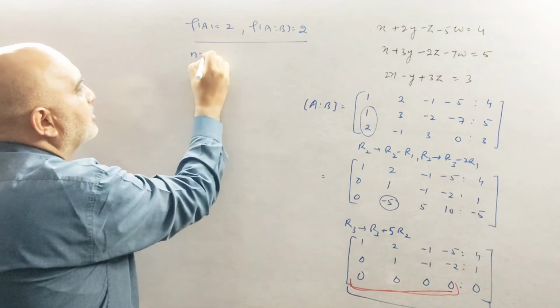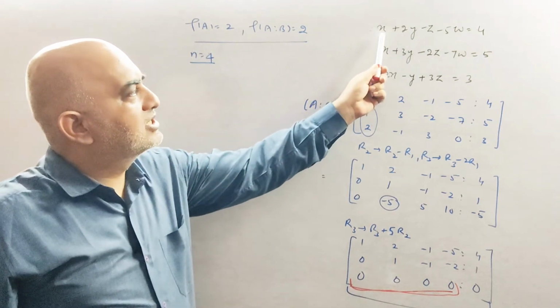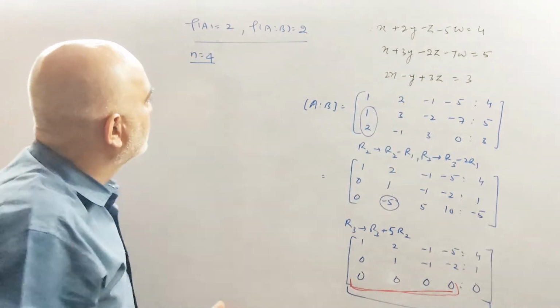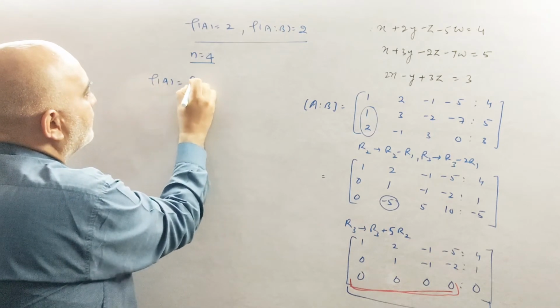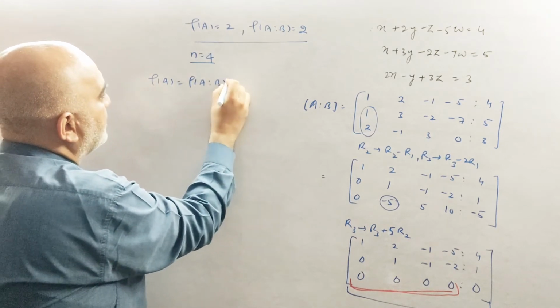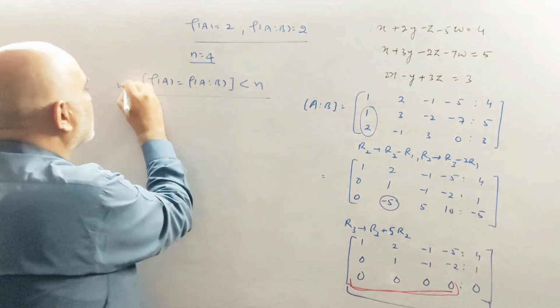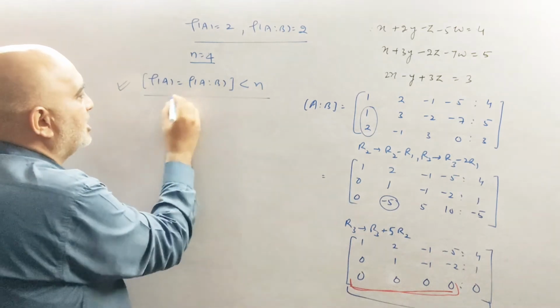And how many variables are there? Please check: x, y, z, and w. 4 variables are there, right? So n is 4. So what we are getting is rank of A equals rank of AB, but this is less than n. That is our third criteria. In the third criteria, the system is consistent due to this condition.